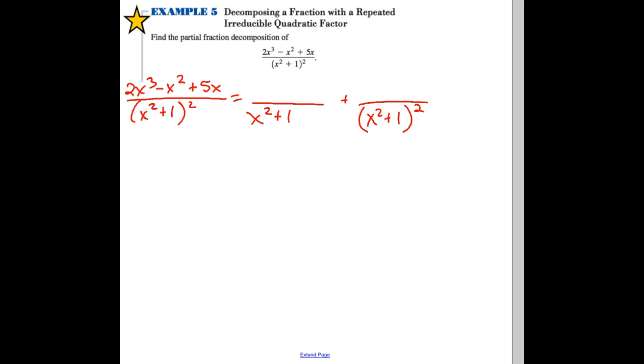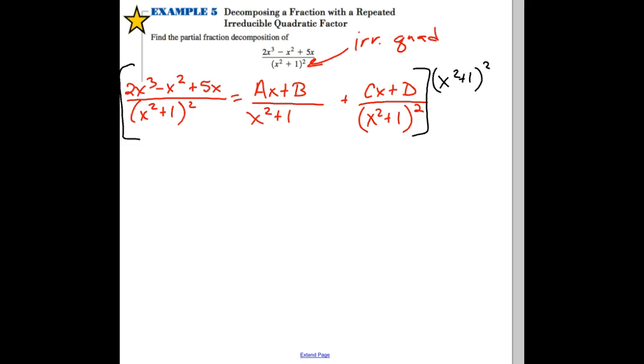And because they are irreducible quadratics, what kind of numerators are we going to have? We're going to have linear, the ax plus b kind of thing, right? So let's do an ax plus b in the first one, and then cx plus d in the second one. Okay? All right, let's multiply by our LCD. So everything drops out on the first one. We have 2x cubed minus x squared plus 5x.